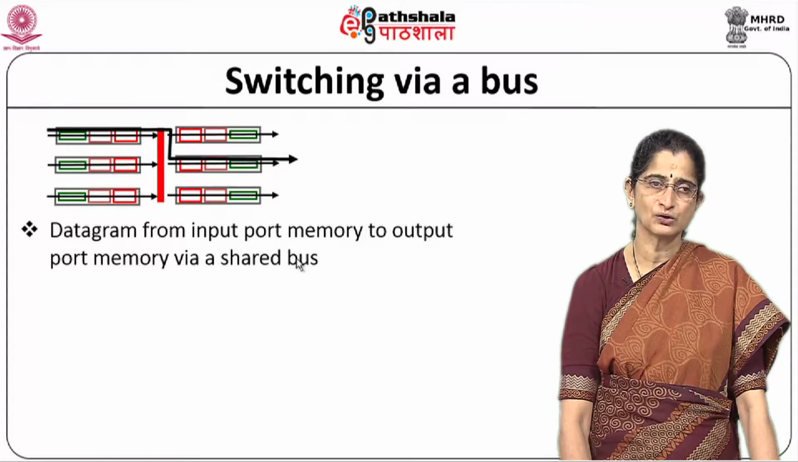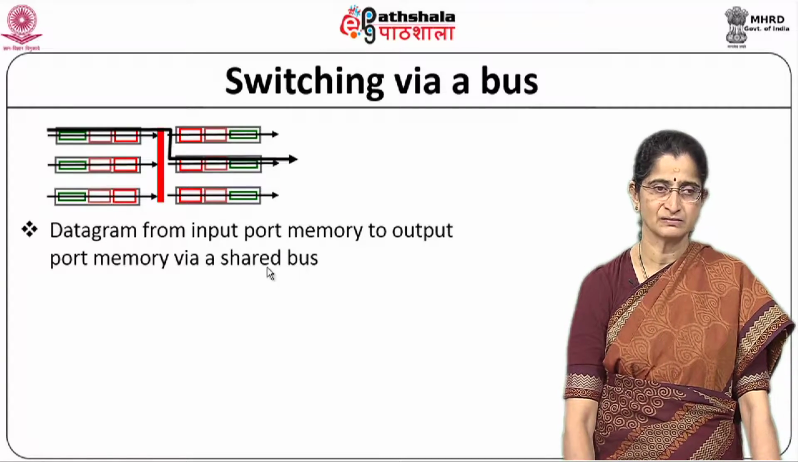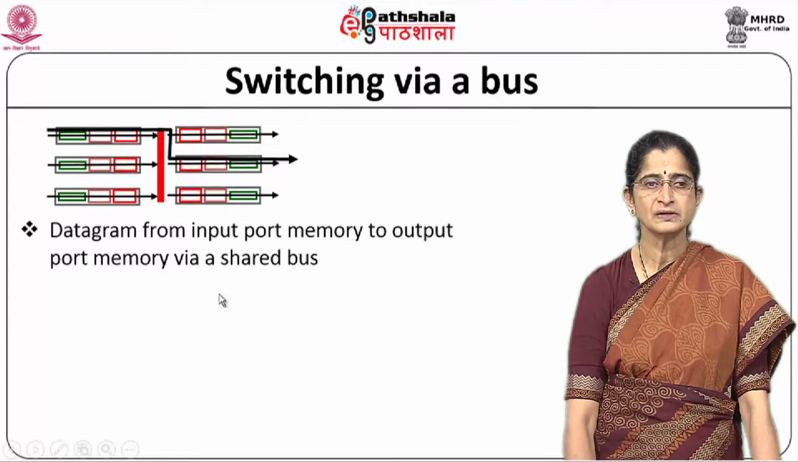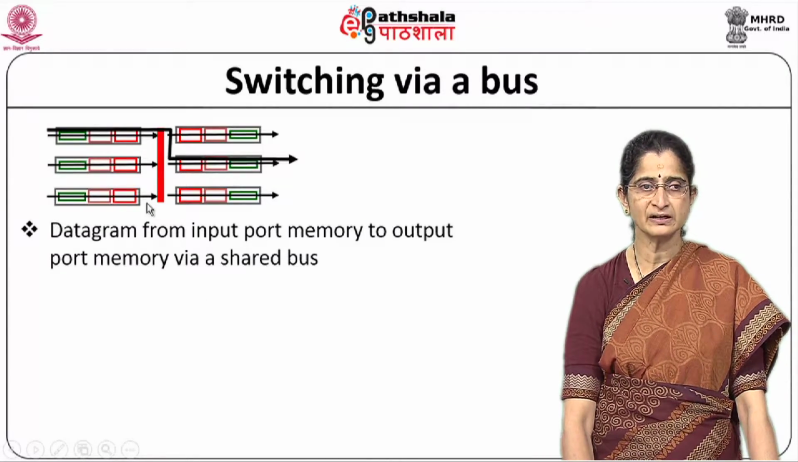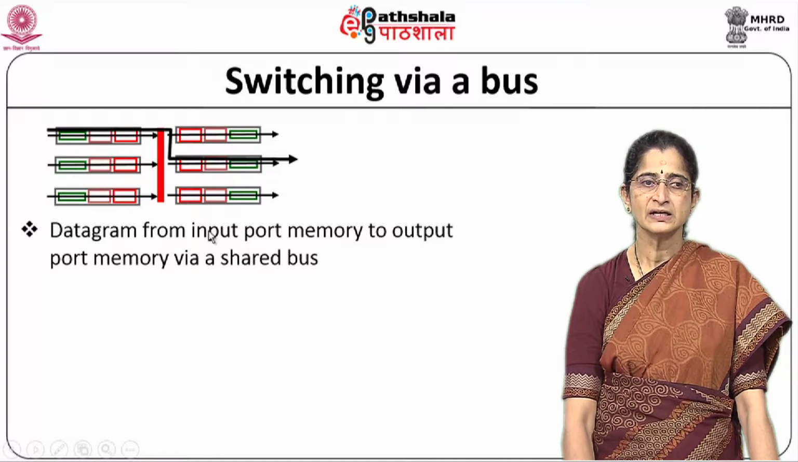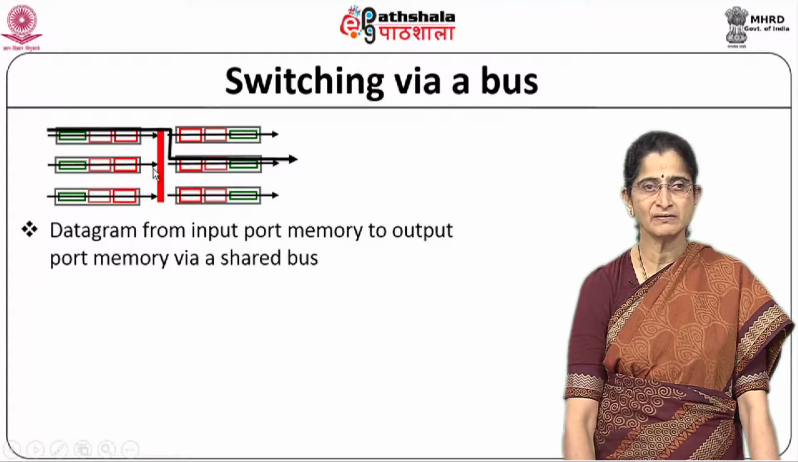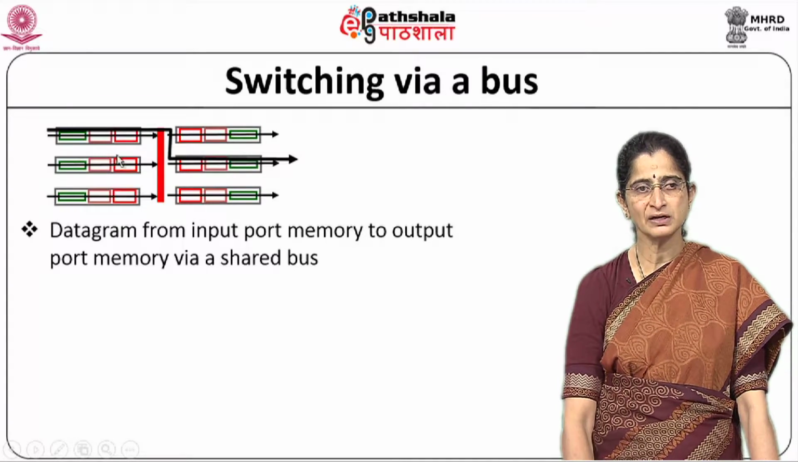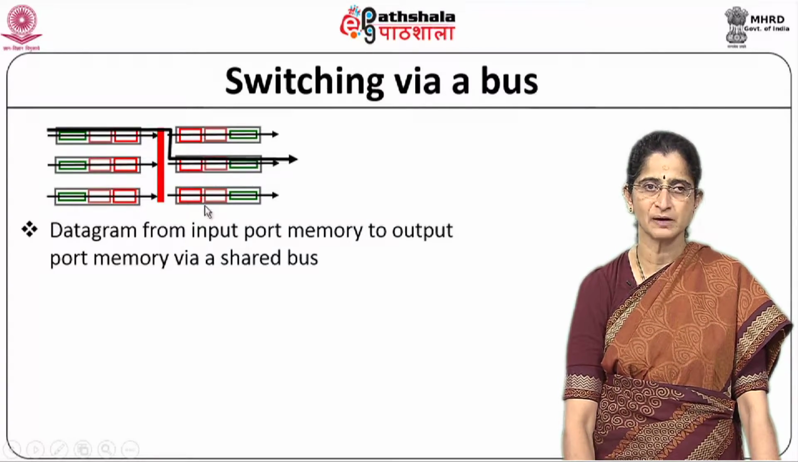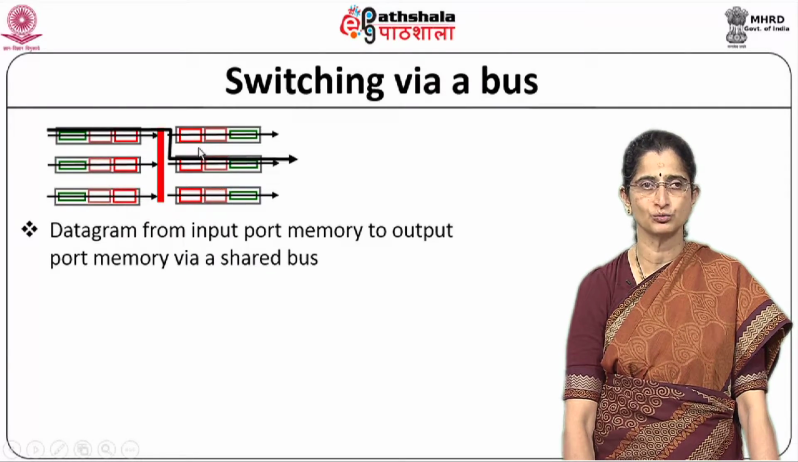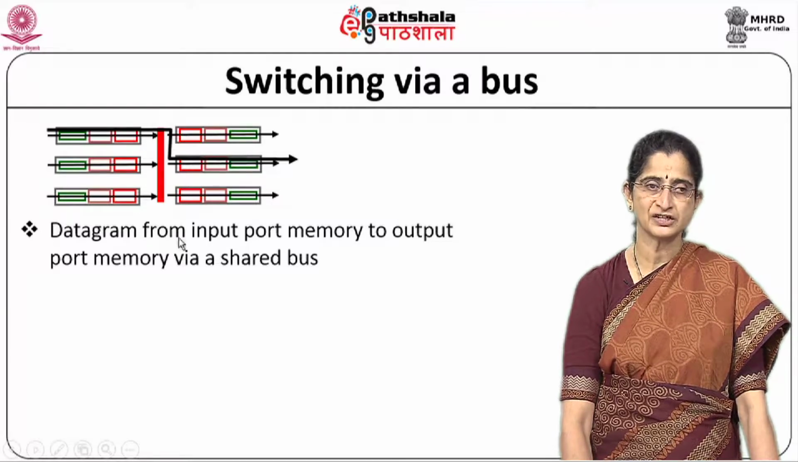So, in between we had what is called switching via bus, which is a bus acting as the interconnection network. So, here what is done is that the datagram from an input port memory is shifted to an output port memory via a shared bus. That is, you do not have a centralized memory, instead you have memory which is part of your input ports and memory which is part of your output ports, and datagrams are switched from the input port to the output port, but they go through a shared bus.